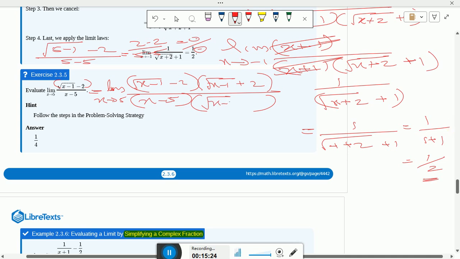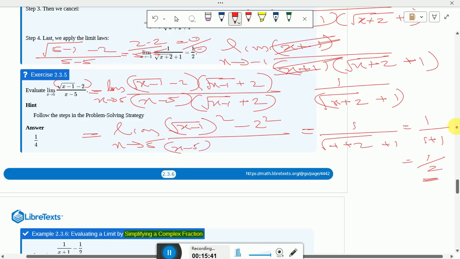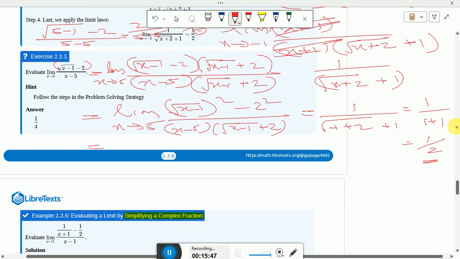Square root of x minus 1 plus 2. Now this is in the form (a minus b)(a plus b). So limit x approaches 5, we get (square root of x minus 1) squared minus 2 squared over x minus 5 into (square root of x minus 1 plus 2). Now we can remove the square root and the square, so x minus 1 minus 4.